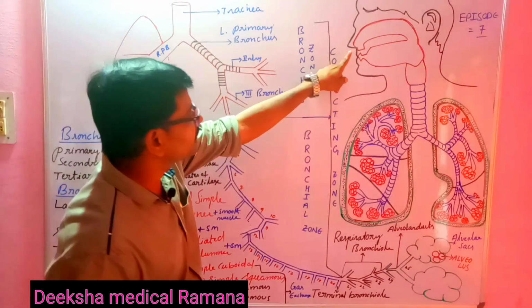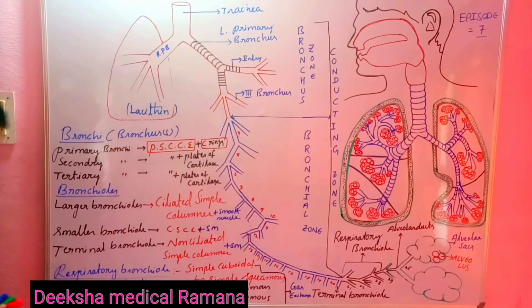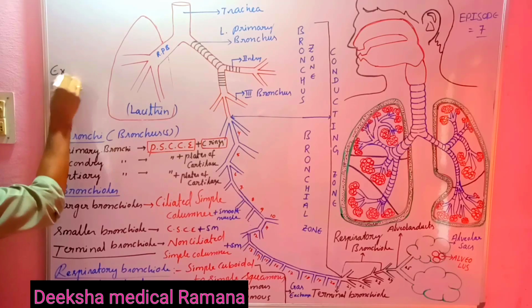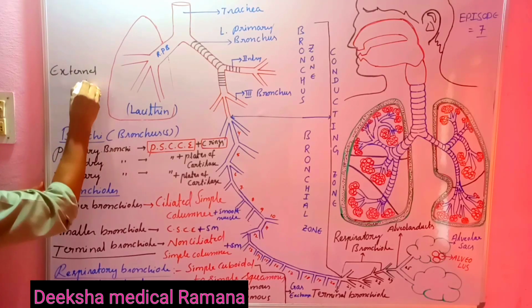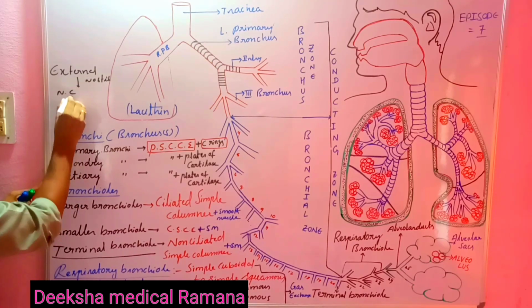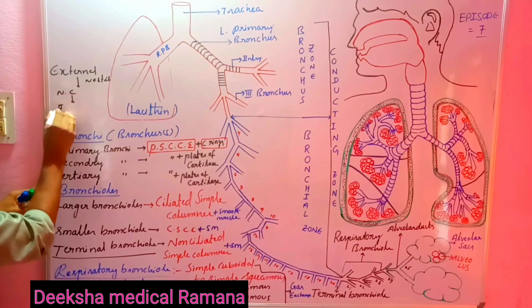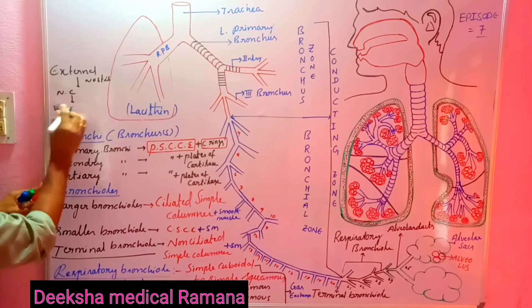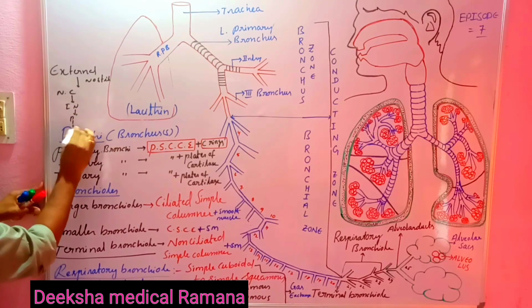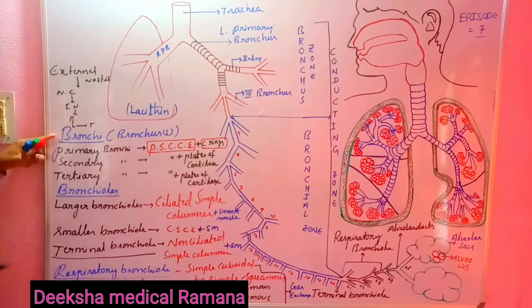The conductive zone starts from the external nostrils and ends with the terminal bronchiole. It starts with the external nostrils. The external nostrils open into the nasal cavity. The nasal cavity opens into the internal nostrils. The internal nostrils open into the pharynx. The pharynx opens into the larynx. The larynx opens into the trachea. Now the trachea opens into the bronchi. Bronchi open into bronchioles. Bronchioles end with the terminal bronchiole, right?